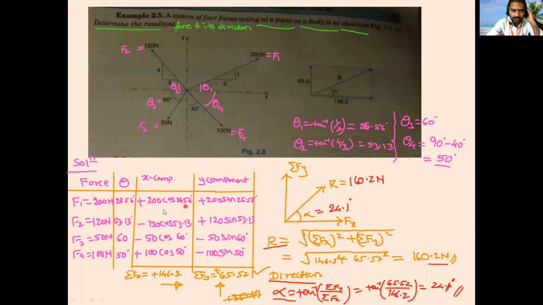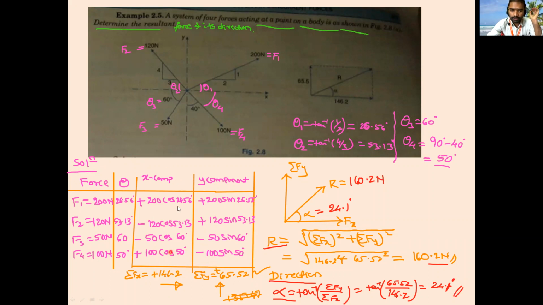Similarly, the F2 force is 120 Newton. It is also going away from the point. It means the x component is moving left hand side, so it is minus. The y component is moving upward, so it is plus. Next, the F3 force is moving downward, so negative. The x component is left hand side, negative. In the F4 force, moving away from the point, the x component is moving right hand side, that is positive. The y component is moving downward, that is negative.